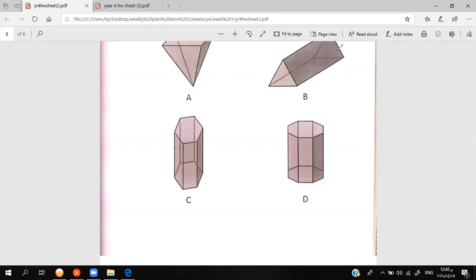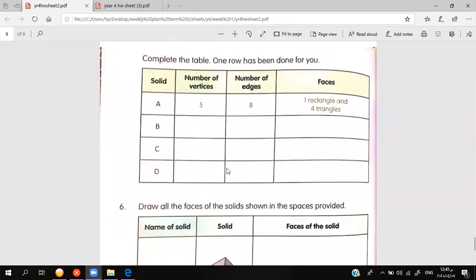So for number D, it's gonna have 16 vertices, 24 edges, and 2 octagon faces and 8 rectangle faces.